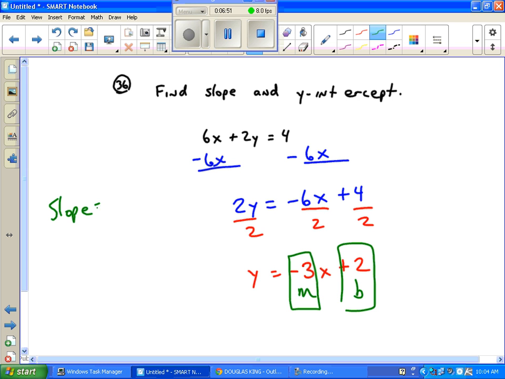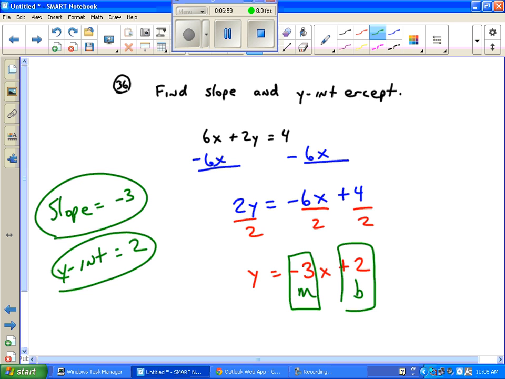So it says find the slope. Remember, slope is your m, so your slope is -3, and your b is your y-intercept. That is +2. Remember, m is slope, b is y-intercept. Y equals mx plus b.